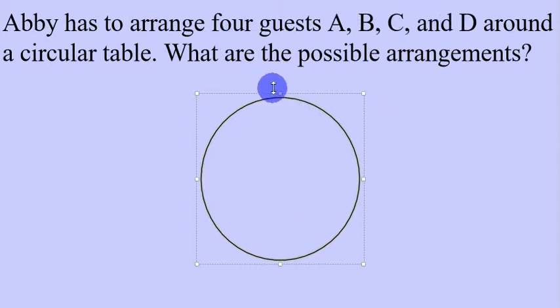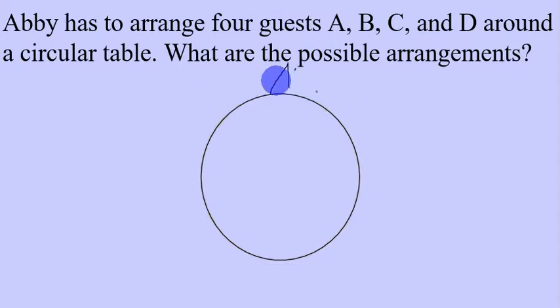So let's say this is where A is, B is, C is, and D is. So what are the other possible arrangements and how many would there be?